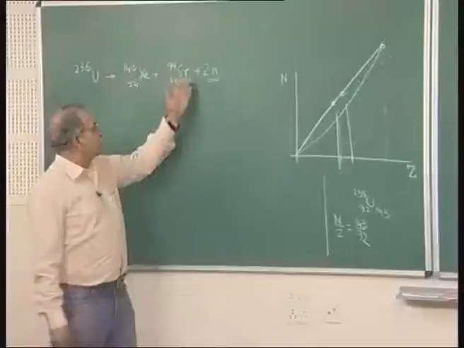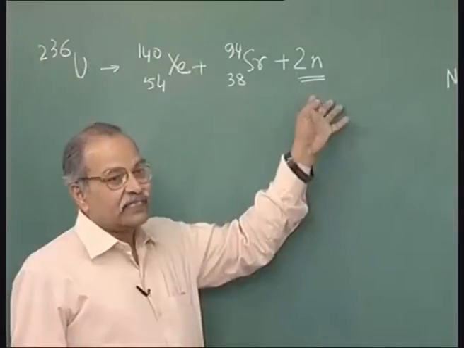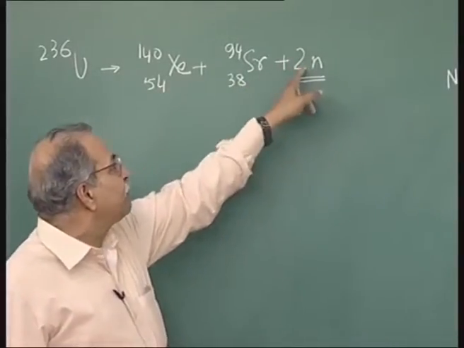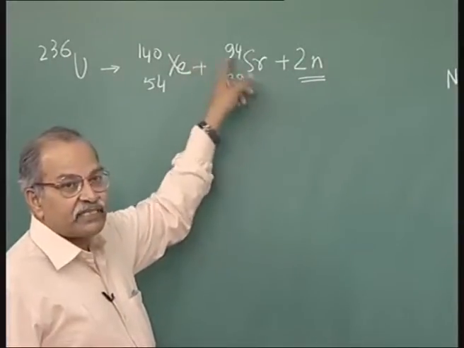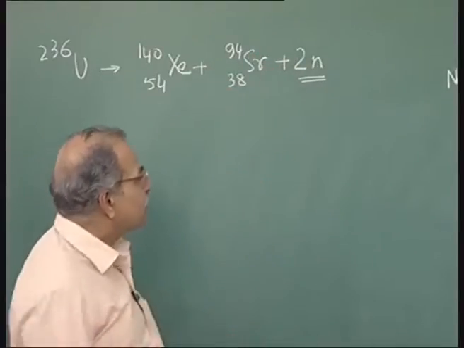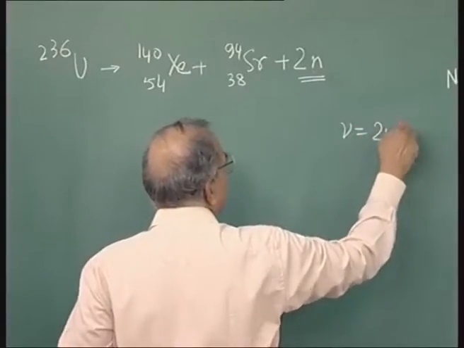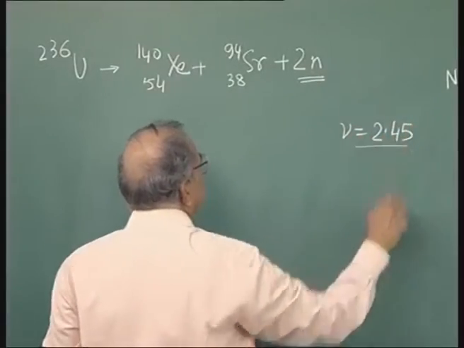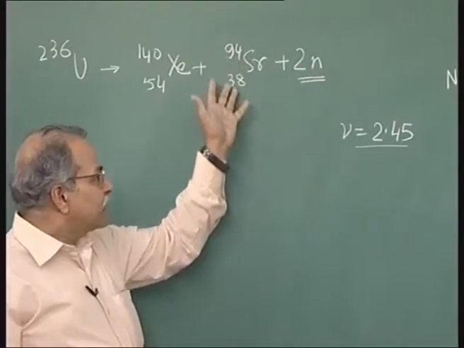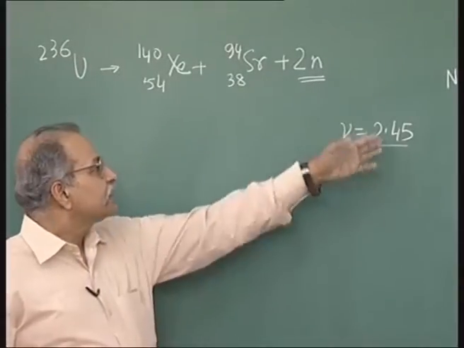So, in some of the reactions you will have 2 neutrons, in some of the reactions you will have 3 neutrons as well, in some of the reactions it may be just 1 neutron. So, this number will depend on what kind of fragments it has broken into. On the average, if you take all those possible reactions for uranium 236, this number comes out to be around 2.45 or so. In this reaction it is 2, in some reaction it is 3, and if you take a large number of reactions and average out, that average comes out to be this.